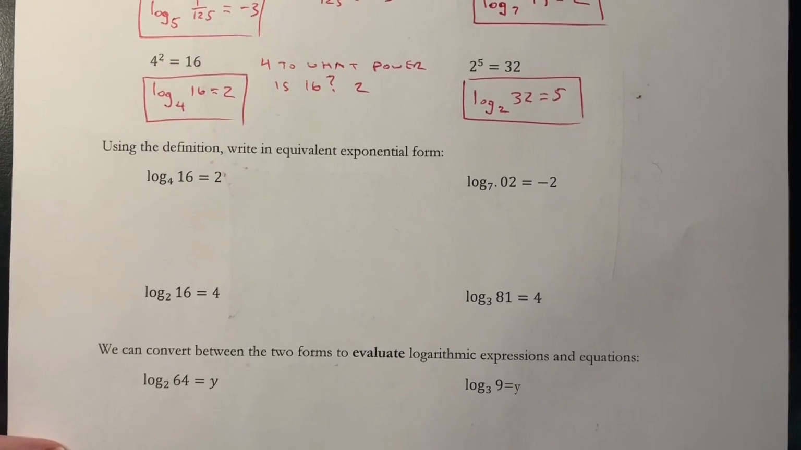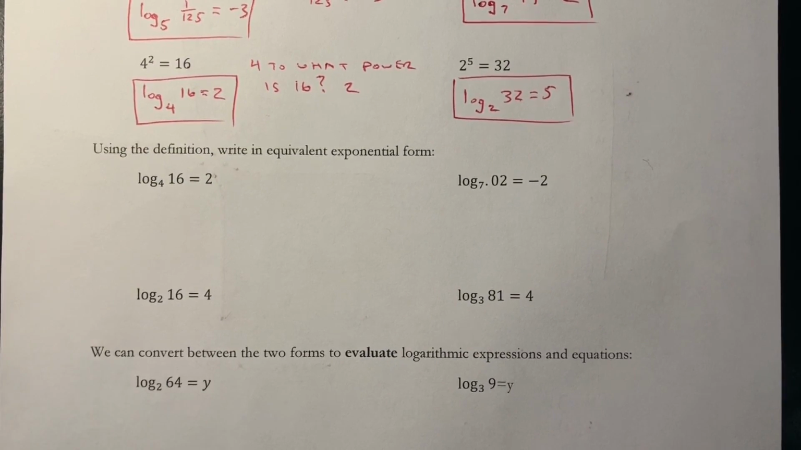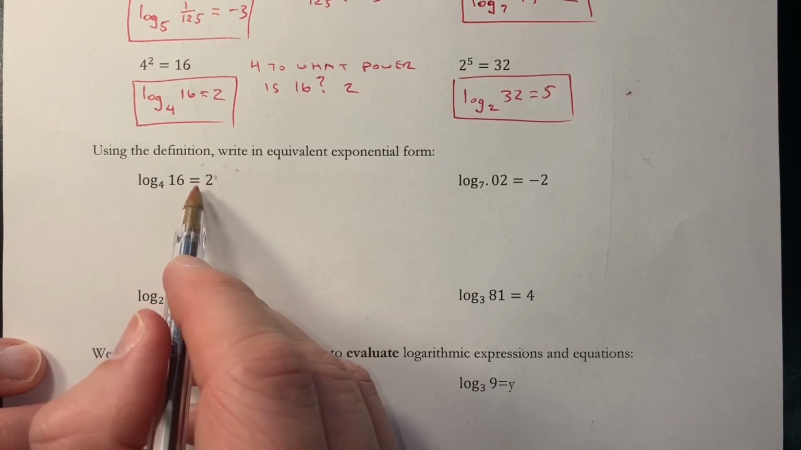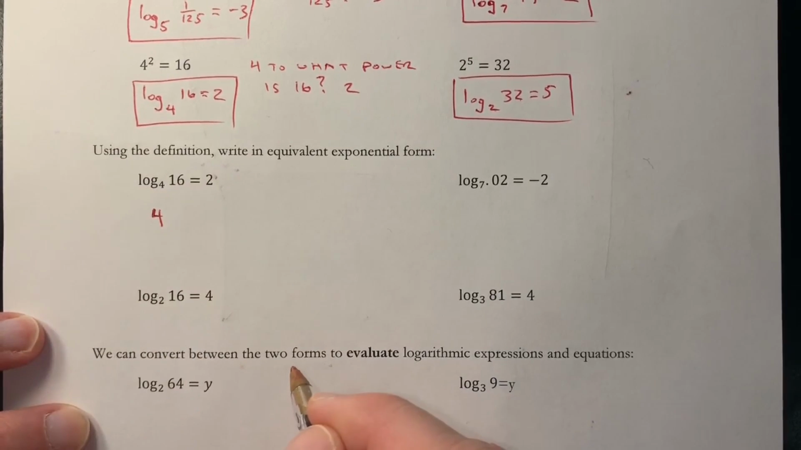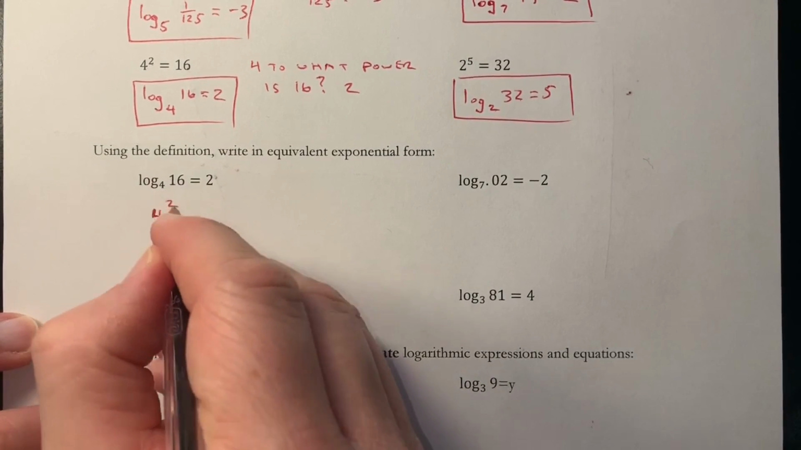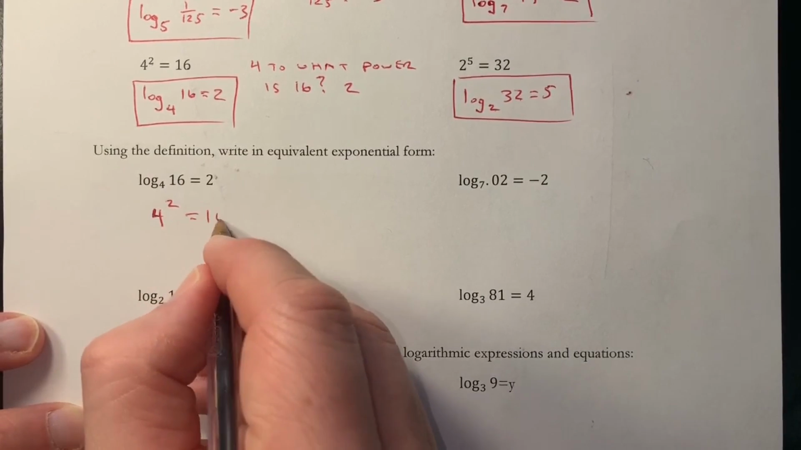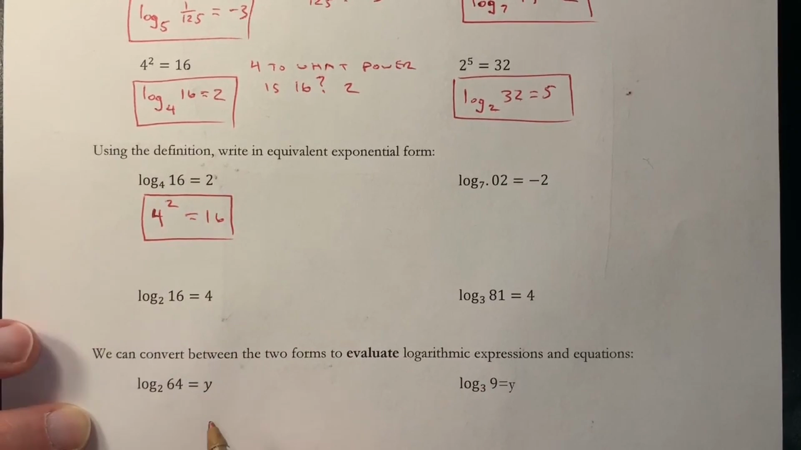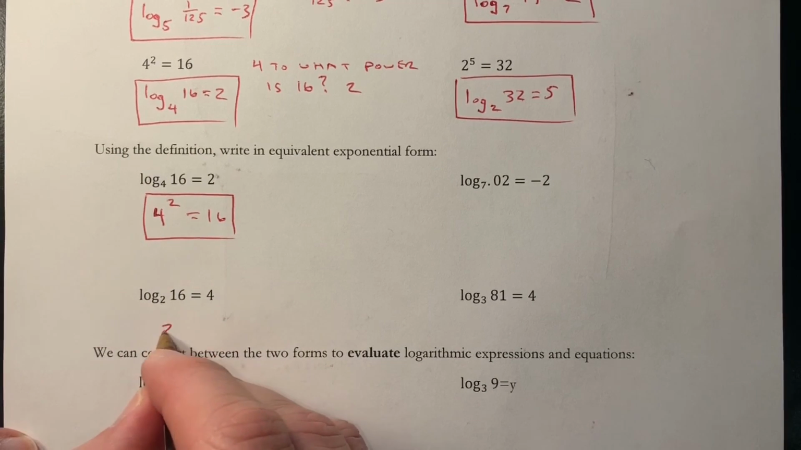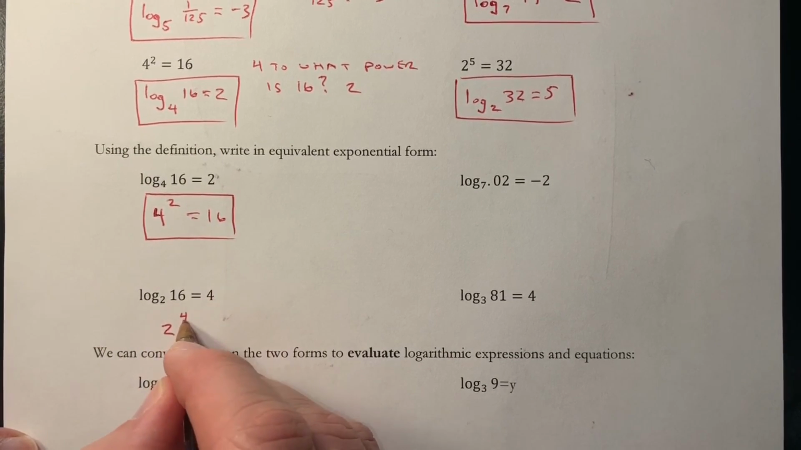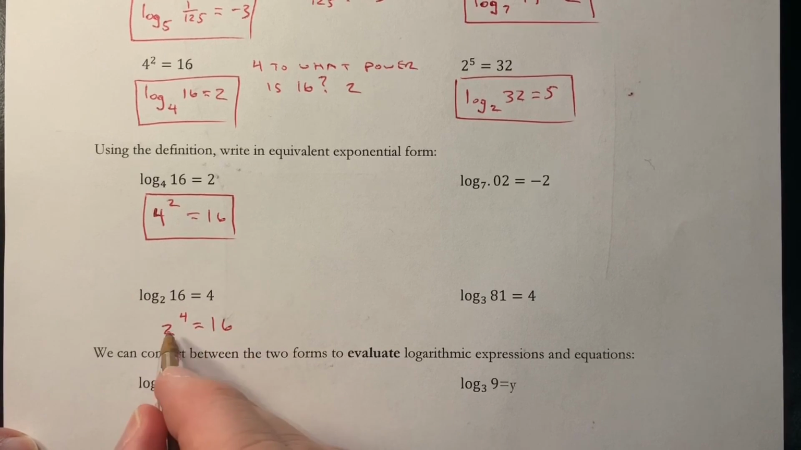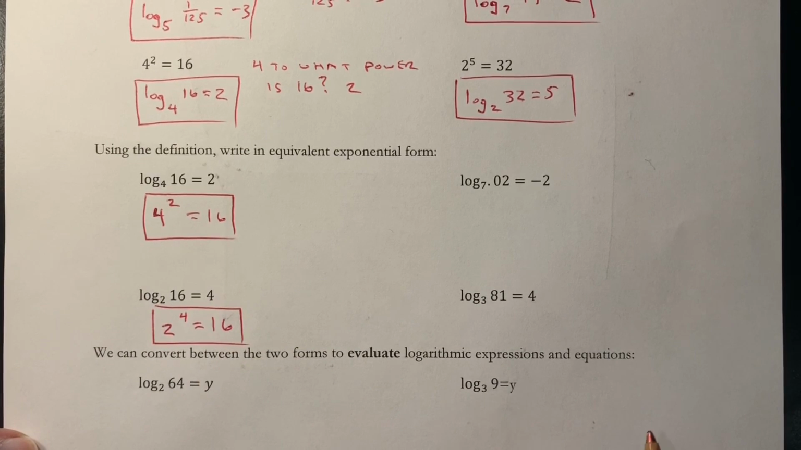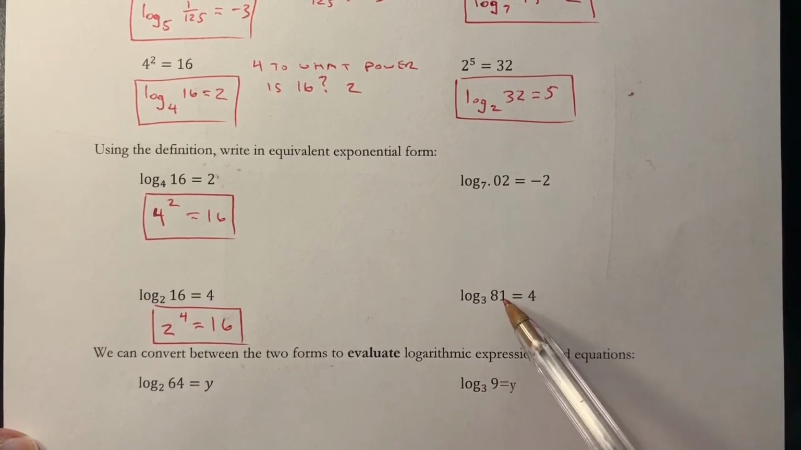Okay, next we're going to start in log form and rewrite in exponent form. So we've got log base 4 of 16 equals 2. So the base is 4. Next up is the exponent, which is 2, and the argument is 16. 4 to the second power is 16. Here we have a base of 2, an exponent of 4, and an argument of 16. 2 to the fourth power equals 16. And again, I'd like you to pause the video and try these two.